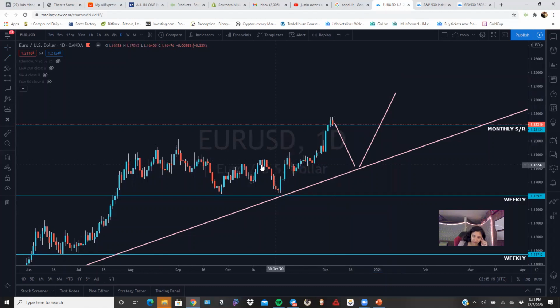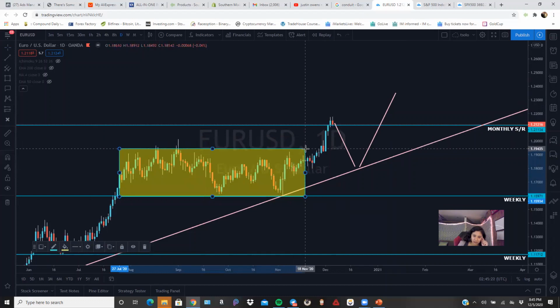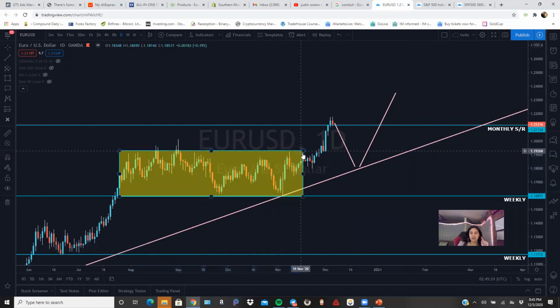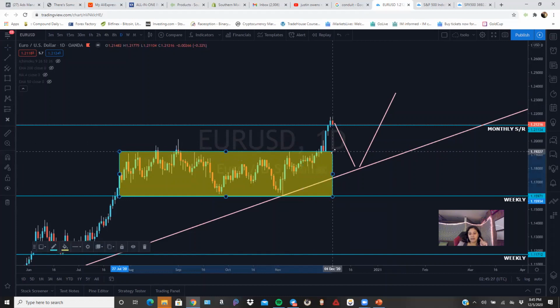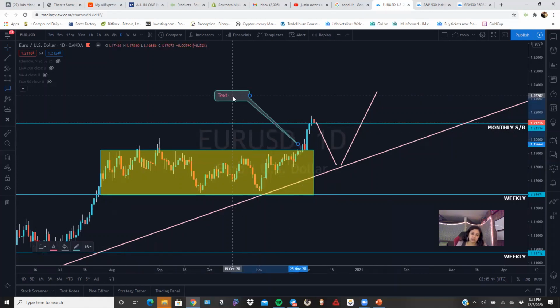So we have this consolidation area over here that we broke out of, right? We can mark this up. That way we know, hey, this was a nice, clear, clean breakout, right? Anytime you see this 3 candlestick pattern, look for a continuation, okay? Let's call that out too. Boom, continuation pattern.